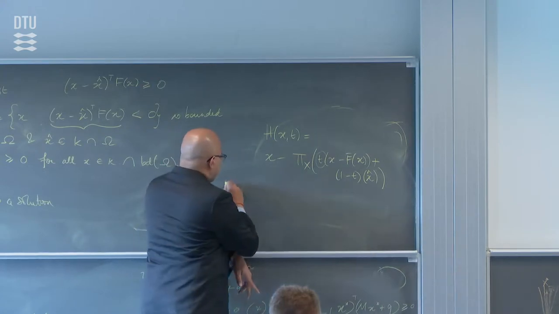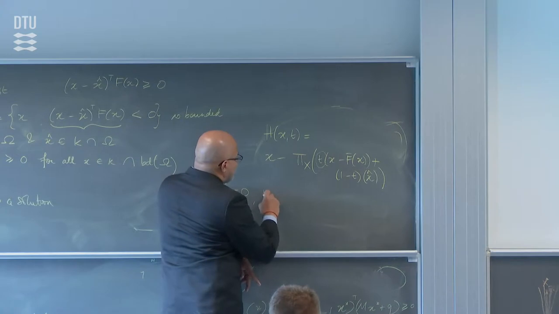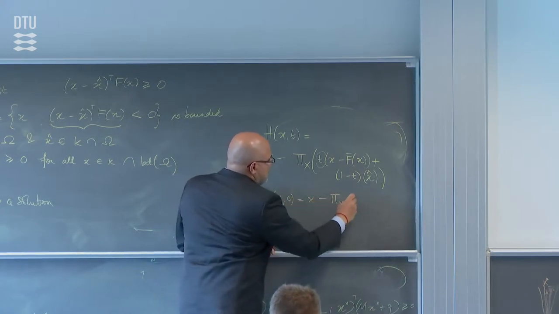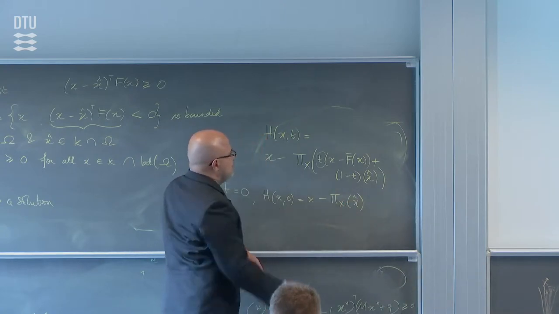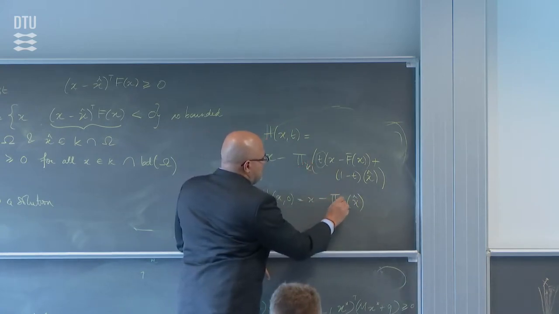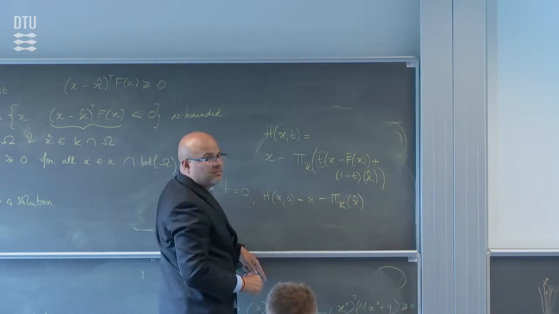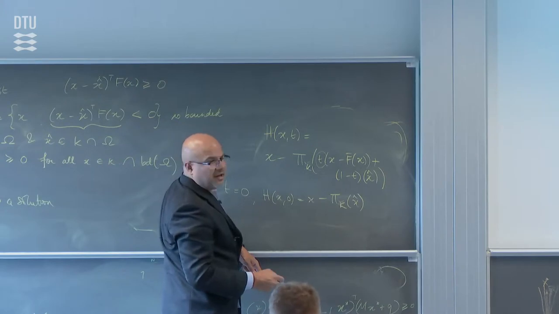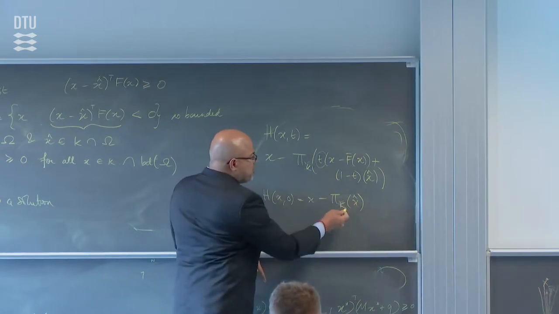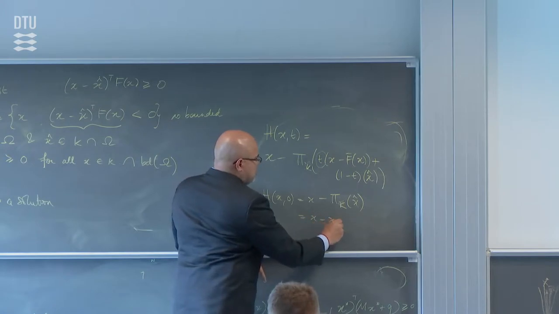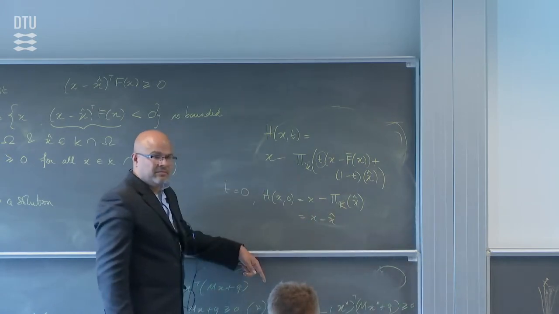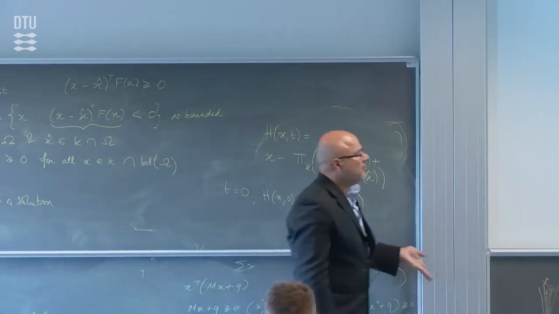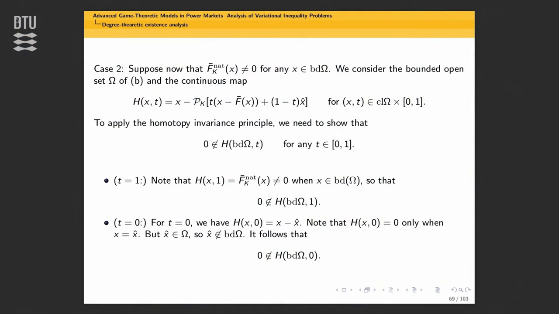So when t is 0, you get h of x, 0 is x minus the projection of x hat. But where is x hat? This should be K. Where does x hat lie? X hat lies in K, which means that the projection onto K is itself. So you just get x minus x hat, right? And so we know that this has a solution, which is basically x hat, right? So it's like the identity map. So let's start from here.